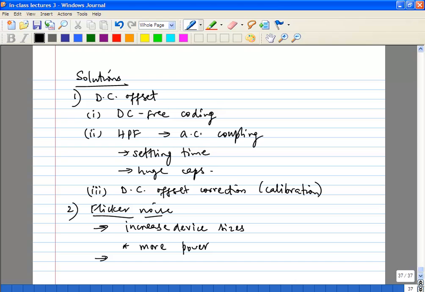What else can you do? If you have the choice, use bipolar. Bipolar transistors have lower flicker noise. But in this class, since we are concentrating on CMOS, we don't have a choice. But you can just remember that if you have, for example, a BiCMOS process, or you have access to both, you can try to design some of the circuits in bipolar. That will definitely help.